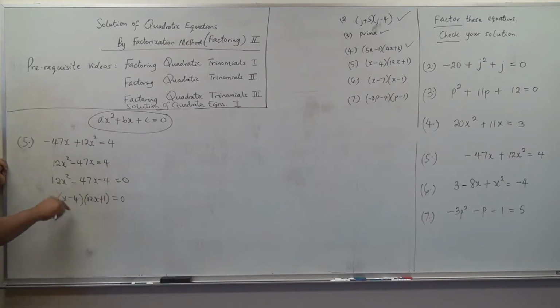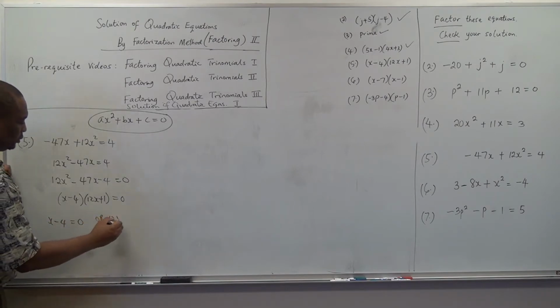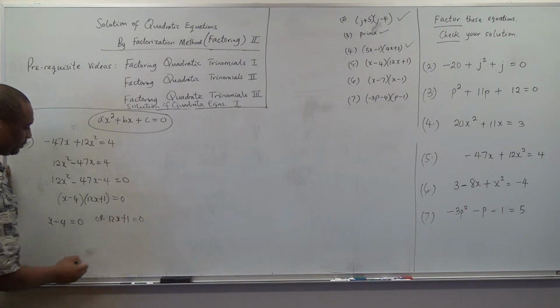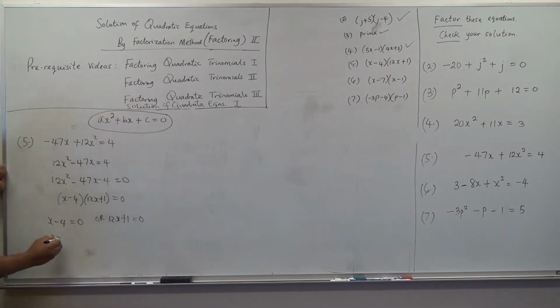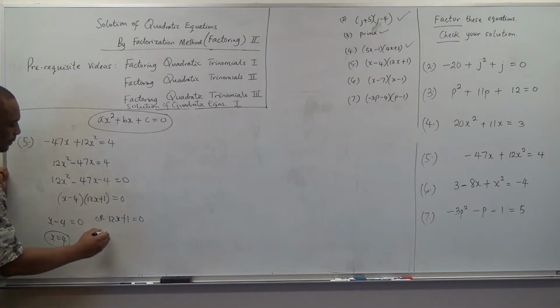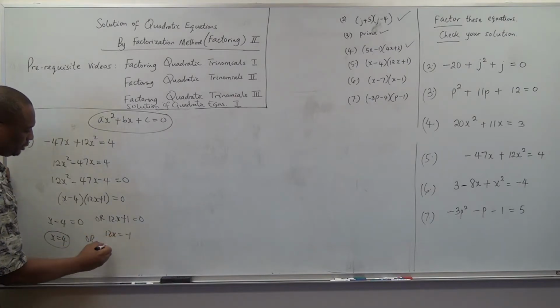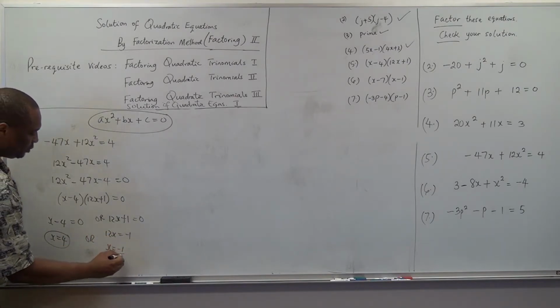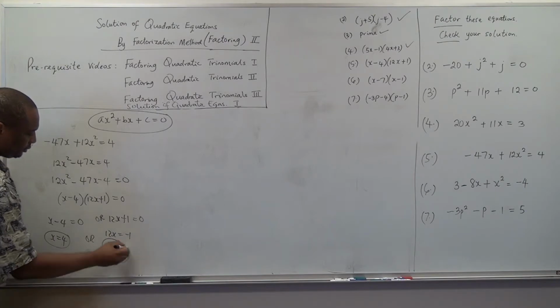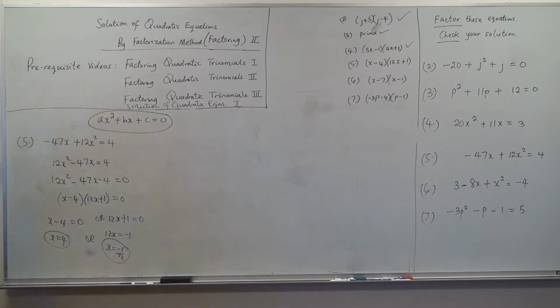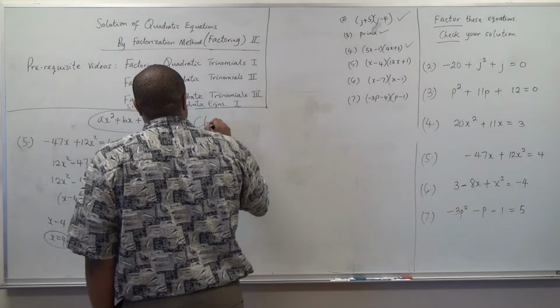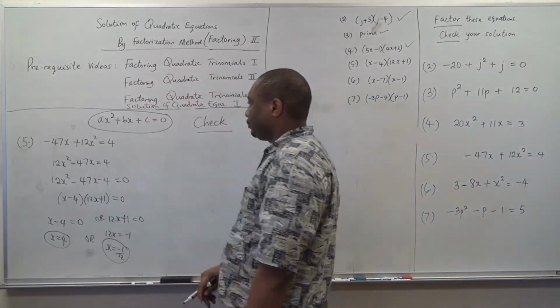So you learn that, and then you do the zero product property. Zero product property means x minus 4 is 0 or 12x plus 1 is 0. So if x minus 4 is 0, x will be equal to 4. Or 12x will be negative 1 and x will be negative 1 over 12. And then the thing now lies on checking.